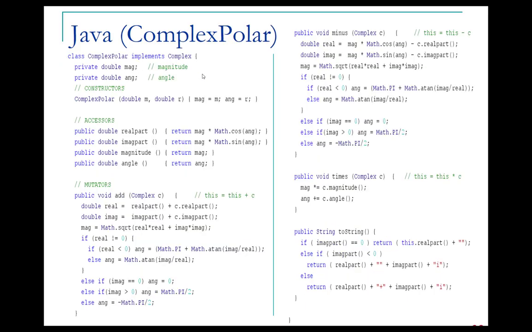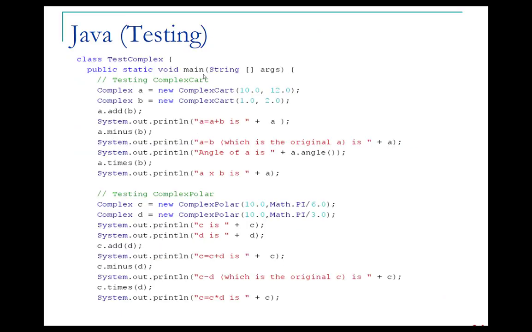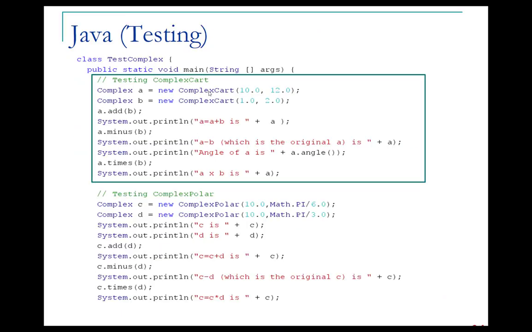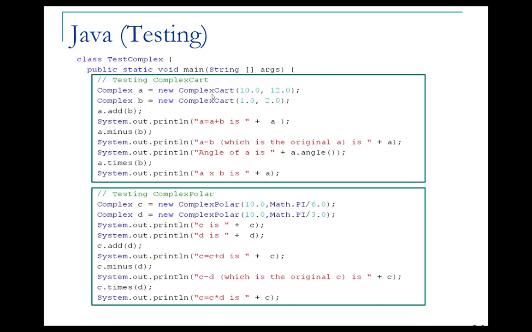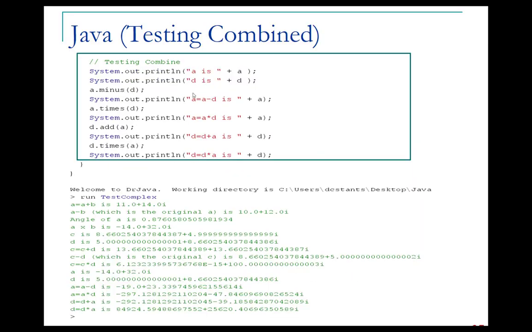Here is the Java implementation of the complex number in Cartesian coordinate. Here is the Java implementation in the polar coordinate, and the testing of the complex number in Cartesian, complex number in the polar, and complex number combined: combining A, which is the Cartesian, with D, which is the polar coordinate.